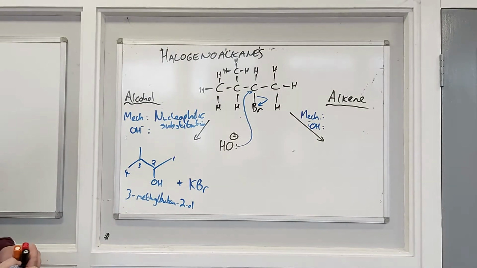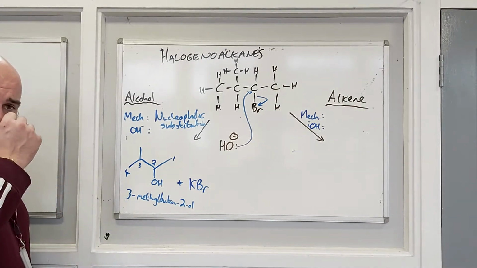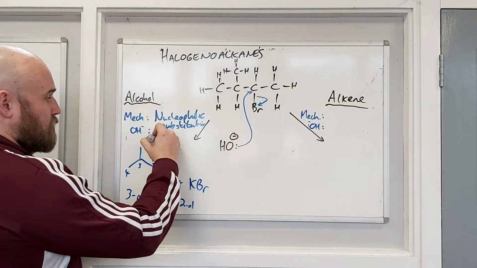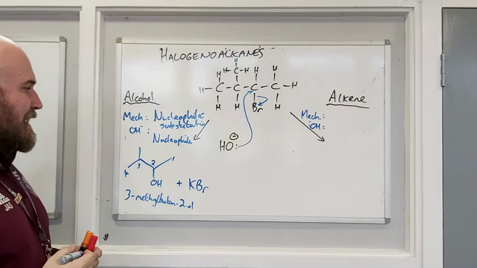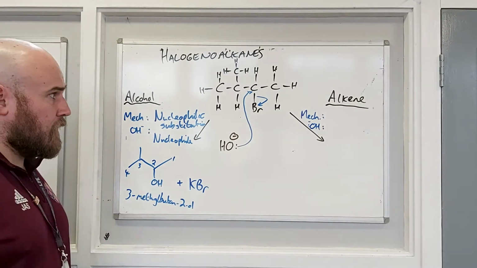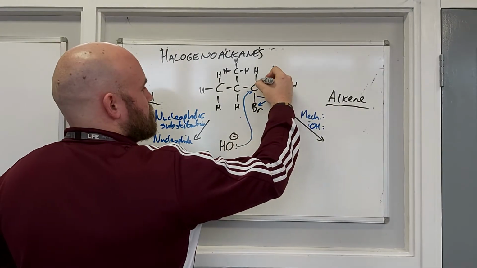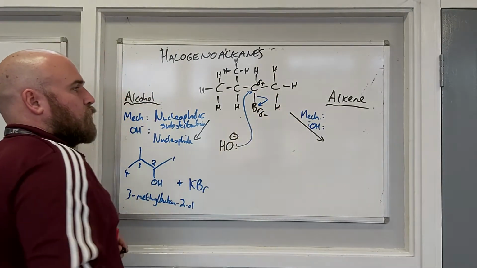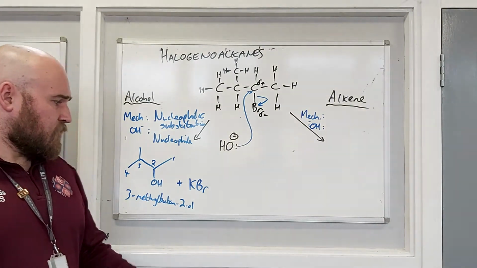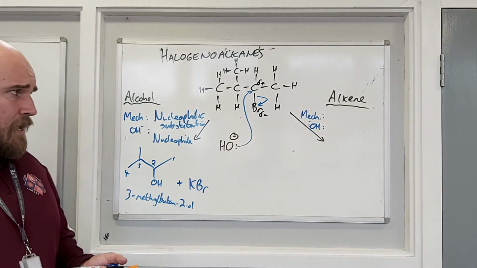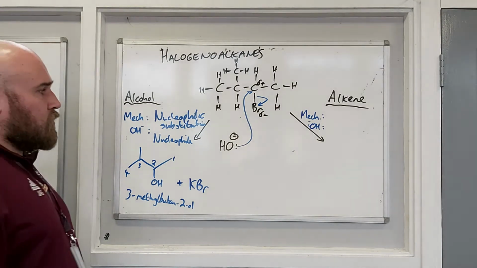And what is the role of hydroxide in this mechanism? Well, it's nucleophilic substitution, so the hydroxide ion is acting as the nucleophile. It's the electron pair donor, and it's attacking the delta positive carbon. I haven't shown it yet, but I'll show it now. That's polar, because the bromine is more electronegative, and the carbon-bromine bond breaks to produce the bromide ion, which ends up as potassium bromide.